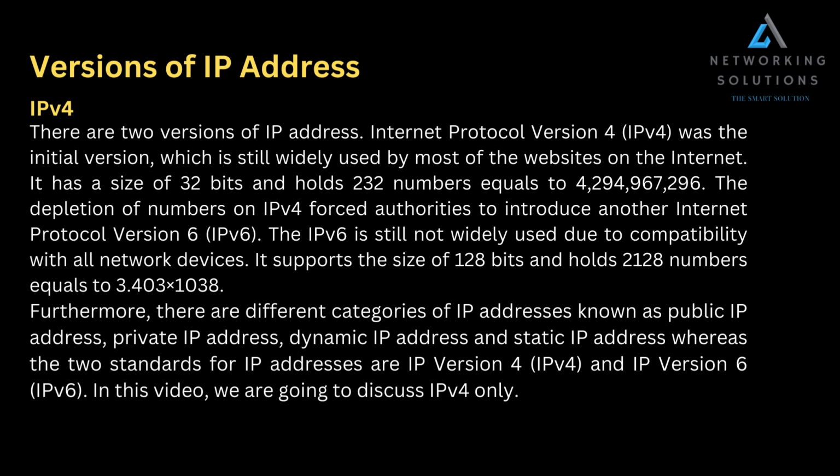IPv6 is still not widely used due to compatibility issues with network devices. It supports a size of 128 bits and holds 2^128 numbers, equal to 3.403 times 10^38. Furthermore, there are different categories of IP addresses known as public IP address, private IP address, dynamic IP address, and static IP address, whereas the 2 standards for IP addresses are IP version 4 and IP version 6. In this video, we are going to discuss IPv4 only.